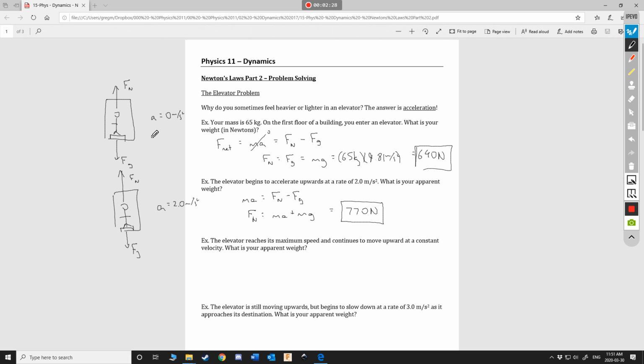The elevator reaches maximum speed and continues to move upwards at a constant velocity. The key thing is constant velocity. Constant velocity means a is equal to 0. If a is 0, forces must be balanced. The normal force is still 640 newtons.